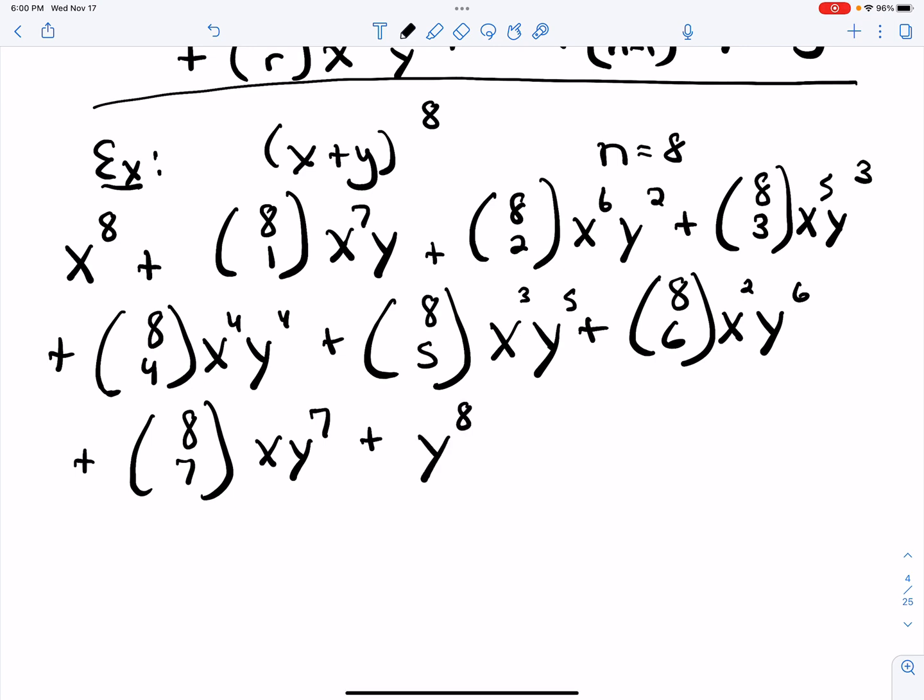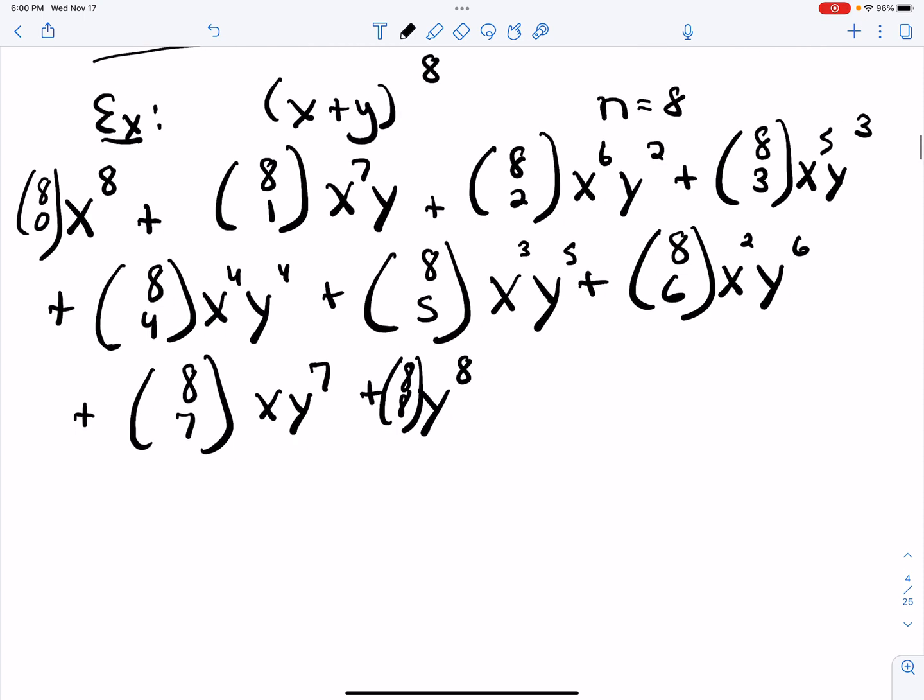You could write 8 choose 8 on the end there, but 8 choose 8 comes out to 1. And at the beginning, I'll go ahead and write it, we could have written 8 choose 0, but that also comes out to 1. So it's not really necessary to write it, but the pattern does continue. Technically, it starts with 0 on the bottom and then goes 1, 2, 3, 4, 5, 6, 7, up to 8 on the bottom. And it's always 8 on top.